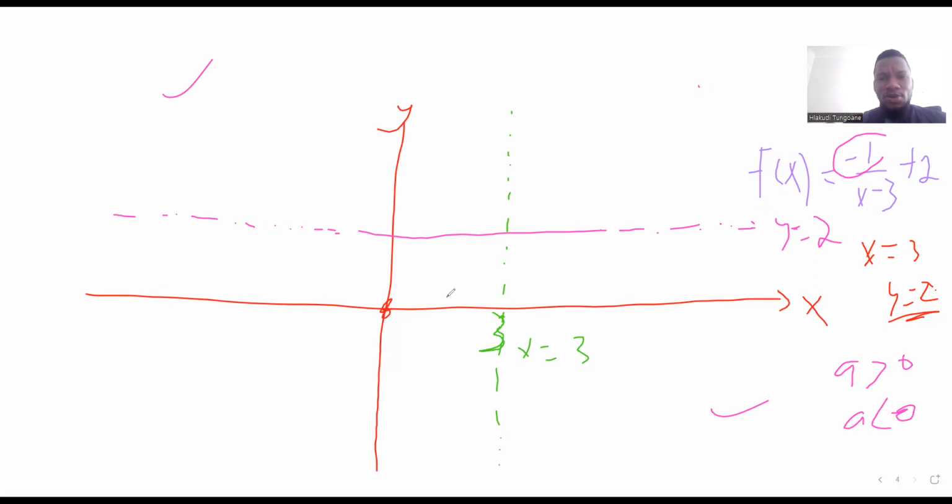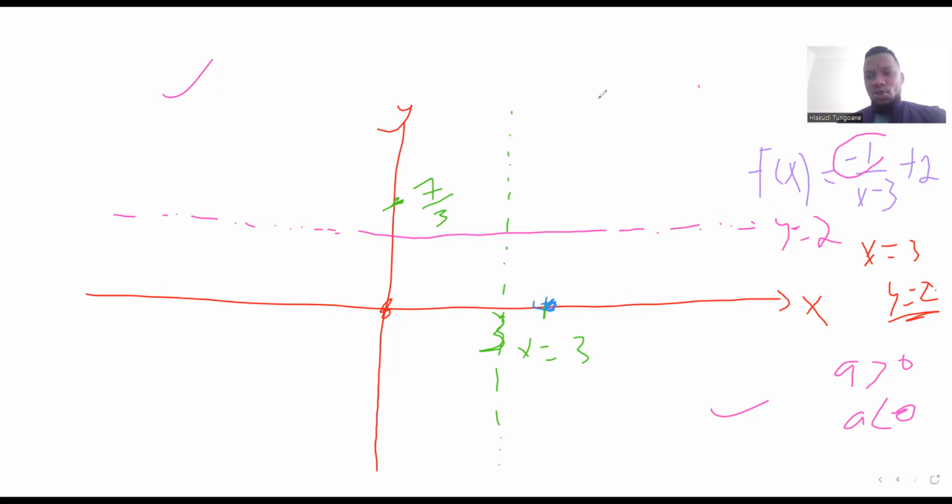Remember we also need to show the intercepts. So our graph is going to cut the y-axis here at 7 over 3. Remember, this is our y-intercept. And then our graph is going to cut the x-axis at what? 0.5, right? At 0.5. So 0.5 is somewhere here.